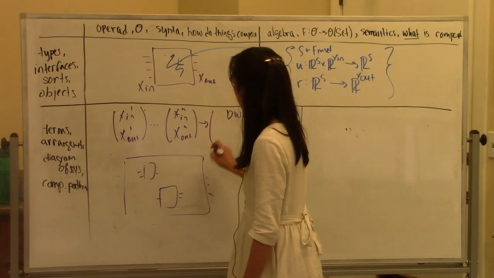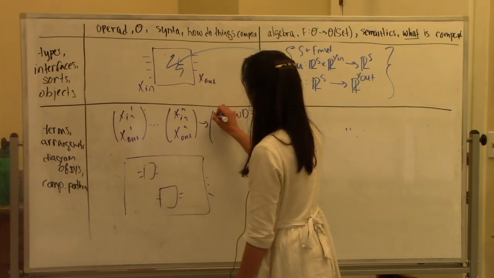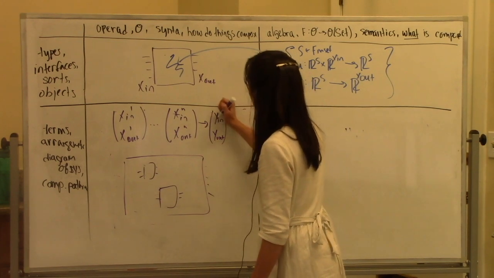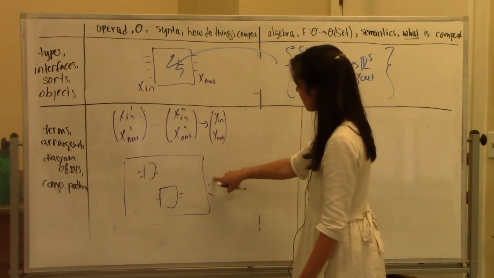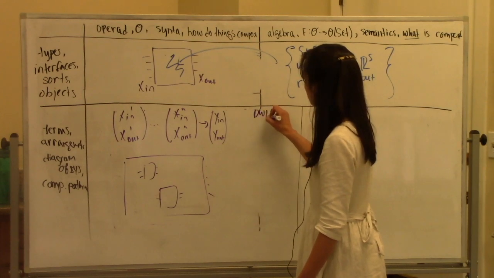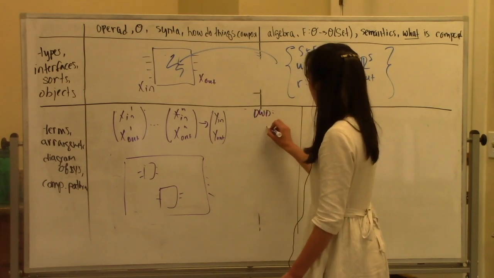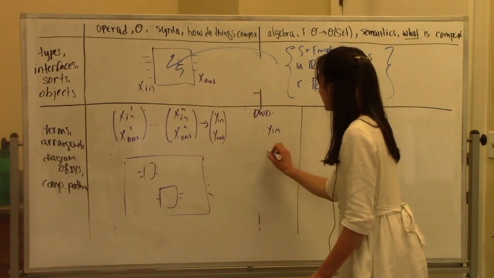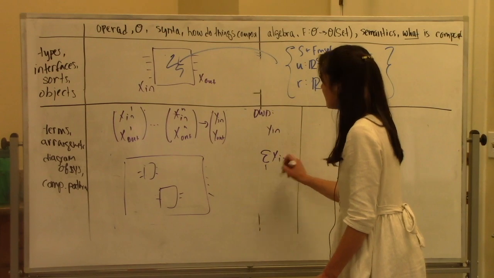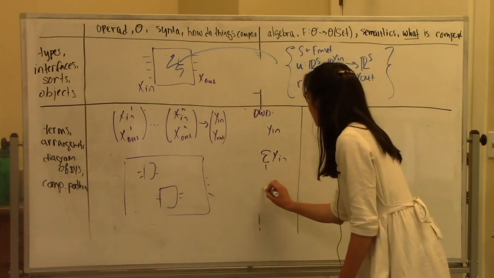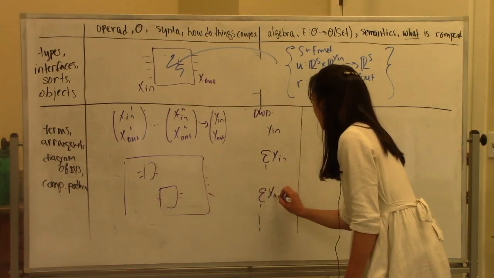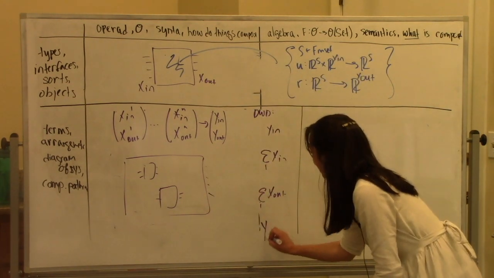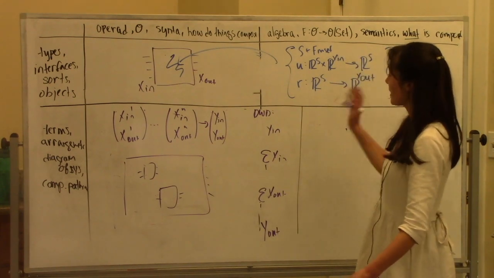And I'm producing this outer box, which has y in input ports and y out output ports. Such a composition pattern is given by a wiring diagram, which has y in outer in ports, the sum of x in inner in ports, the sum of x out inner out ports, and then y out down here.